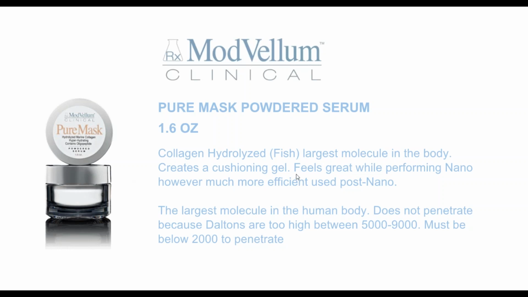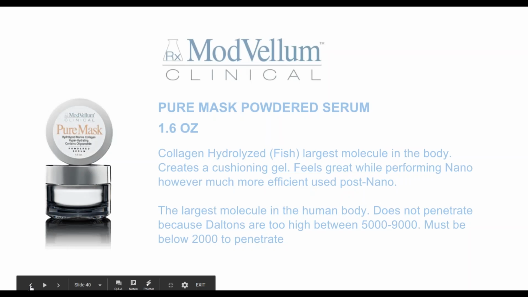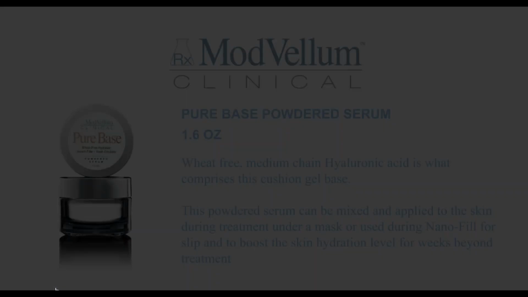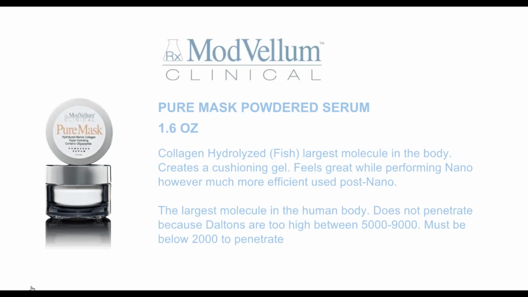So it's really important also to talk about different types of ingredients that we have, because when we talk about the Pure Base, well, the Pure Base is basically a wheat-free medium chain hyaluronic acid. This is what's making this gel. It's called a cushion gel in formulations, okay? So when we use the Pure Mask, it is a large molecule. So it's not going to go into the skin.